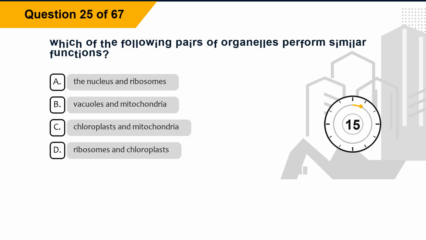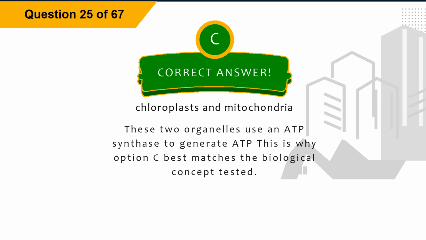Question 25. Which of the following pairs of organelles perform similar functions? Option A, the nucleus and ribosomes. Option B, vacuoles and mitochondria. Option C, chloroplasts and mitochondria. Option D, ribosomes and chloroplasts. The correct answer is option C, chloroplasts and mitochondria. Explanation: these two organelles use an ADP synthase to generate ADP. This is why option C best matches the biological concept tested.